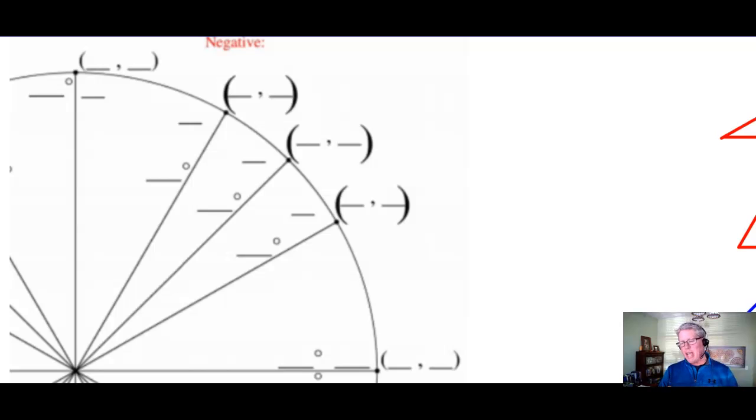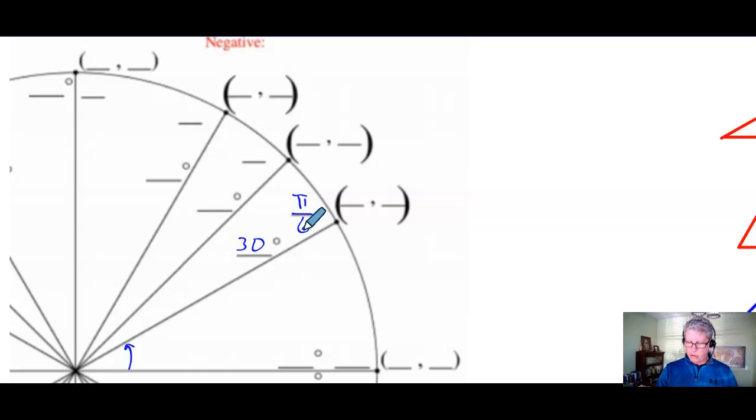There are some exact values. Let's look at this angle right here. Let's call it 30 degrees. Okay, so I'm saying that right there is 30 degrees. That is pi over 6 radians.